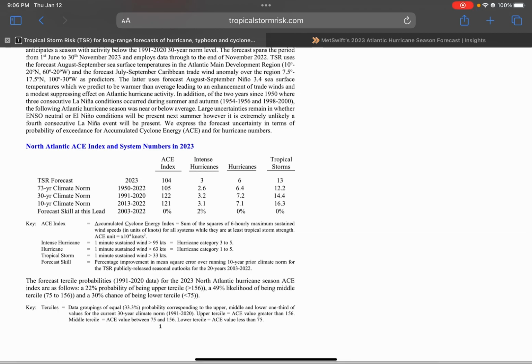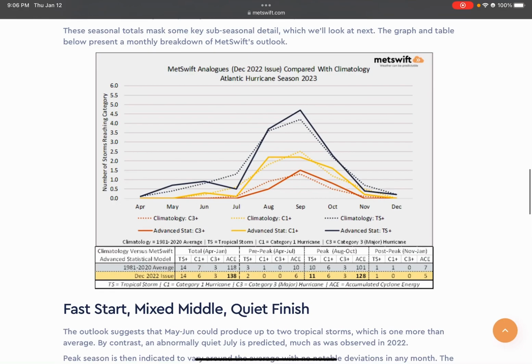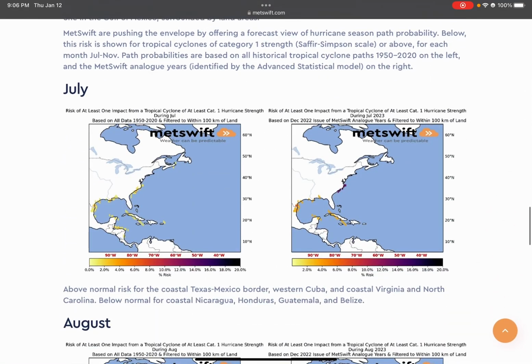Finally, in the video, we're going to look at hurricane landfall chances. This is the risk of at least one impact from a tropical cyclone of at least Category 1 hurricane strength. So basically, the chance of a hurricane hitting, not tropical storm, just hurricane and above. So we see above normal risk for the Texas and Mexico border and western Cuba.